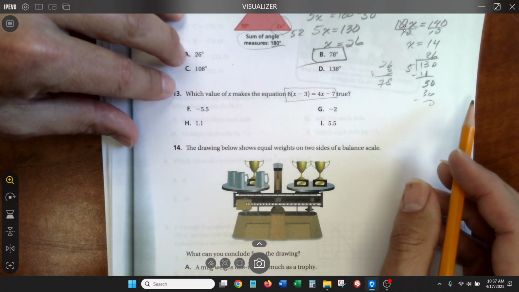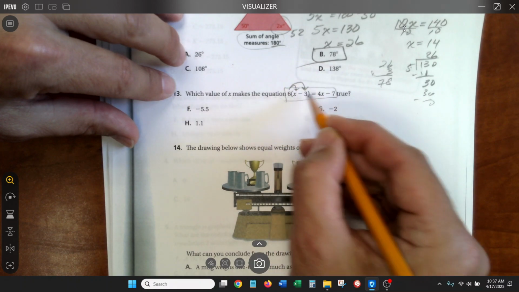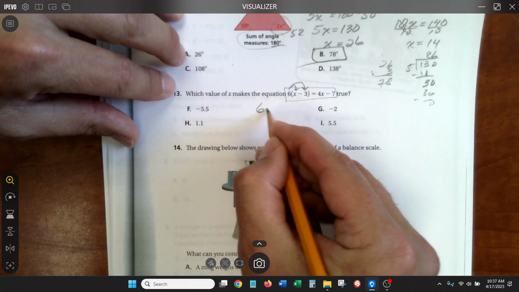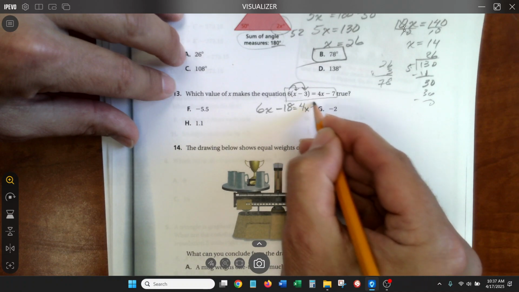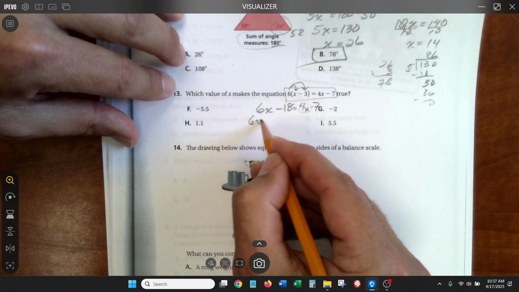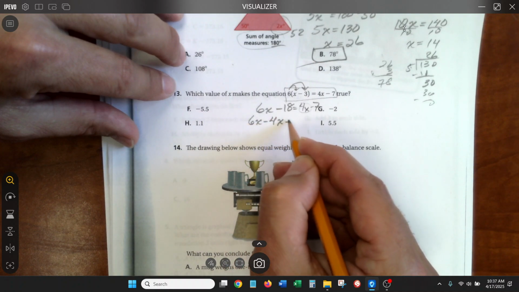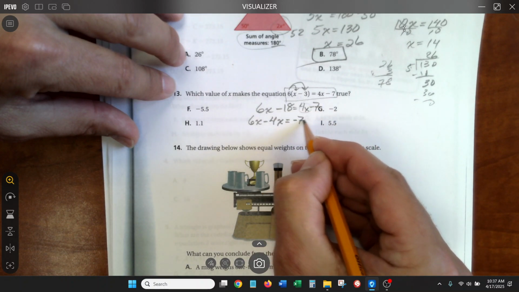Number 13, which value of x makes this equation true? So we're going to solve this equation. We're going to distribute the 6 to both the x and the negative 3. We get 6x minus 18 is equal to 4x minus 7. We're going to subtract 4x from both sides. So 6x minus 4x is equal to, and then add 18 to both sides. So negative 7 plus 18.